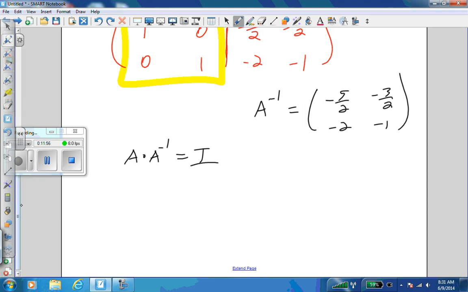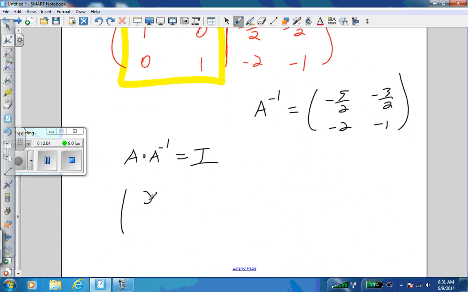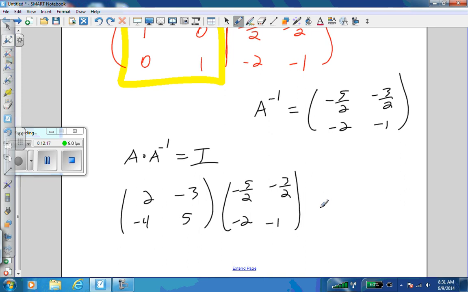So let's check that. Let's take A, which was 2, negative 3, negative 4, 5. And let's multiply that times this inverse, and let's see if that gives us the identity matrix. When we multiply, we're going to do row times column. So this row times that column. So 2 times negative 5/2. The 2's cancel, so that's negative 5.